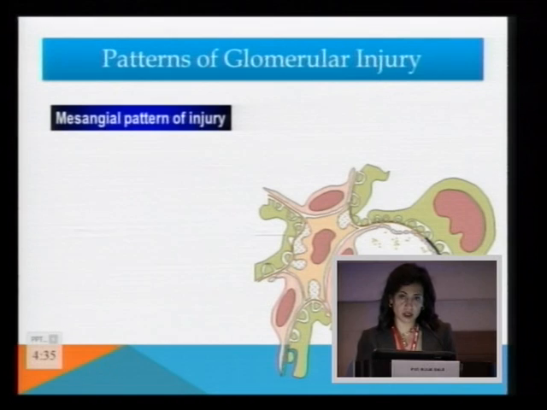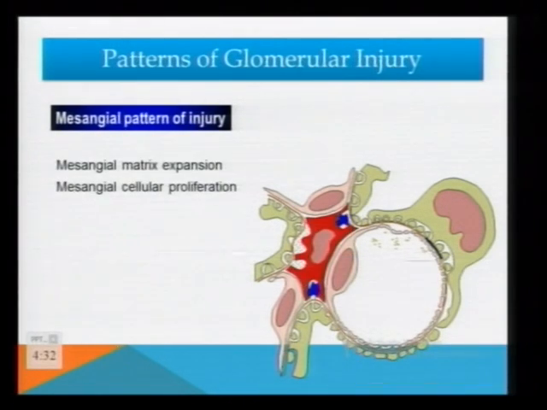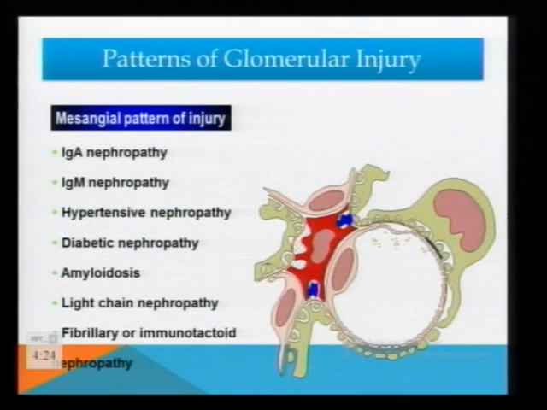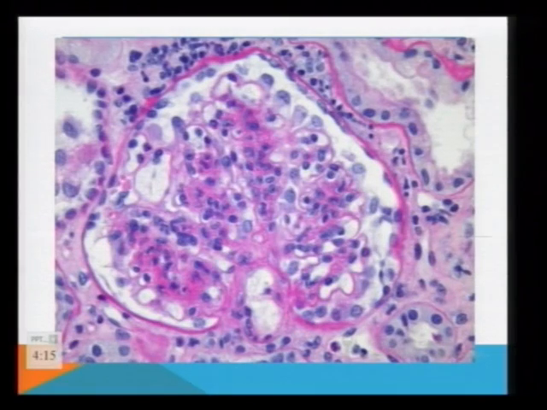Finally, the mesangial pattern of injury, where you have the deposits in the mesangium, you get mesangial matrix expansion and cellular proliferation. Sometimes you can have crescents and Bowman capsule adhesions, and these are the diseases where you usually see this mesangial pattern of injury. So not every mesangial proliferative glomerulonephritis is an IgA nephropathy. This is what we mean by mesangial proliferative.